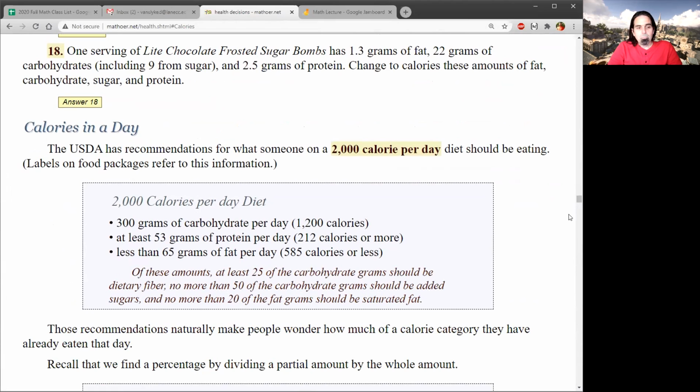Almost done with this section. The USDA has some recommendations. If you are on a 2,000 calorie per day diet, what should you be eating? So many grams of carbs, protein, and fat. And someone has already multiplied by 4 or 9 to make these have calories also. Then there's a note about dietary fiber and added sugars and saturated fats, if you're actually caring about that.